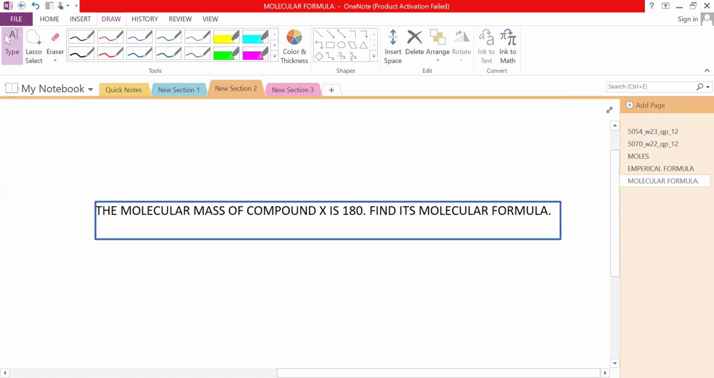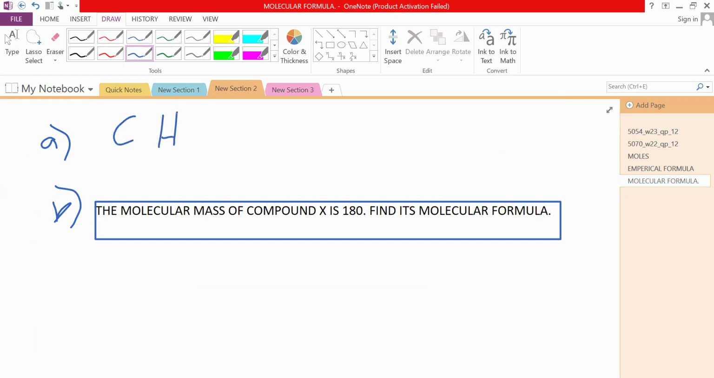This is an example from this paper. So this is part B of that question. Suppose in part A you were asked to find the empirical formula of certain molecules such as carbon, hydrogen, and oxygen. So the empirical formula you got was CH2O. This was the empirical formula you found in part A. Now, using this empirical formula, you have to find the molecular formula.